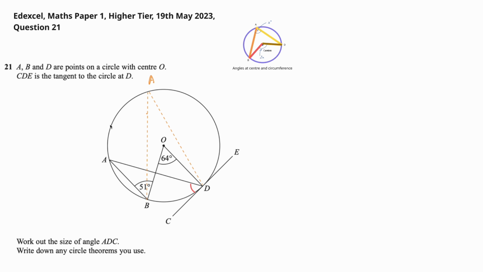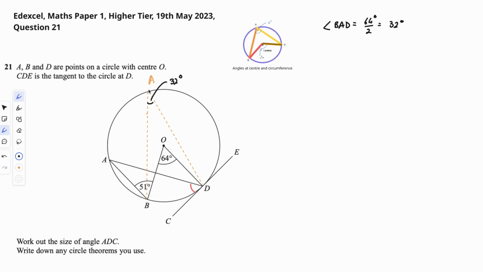Now we know that the angle at the center is twice the angle at the point A, therefore we can write down, using this theorem, angles at the center and circumference, that the angle BAD is equal to half of 64. So 64 degrees divided by 2 gives us 32 degrees. So this angle here is 32 degrees.